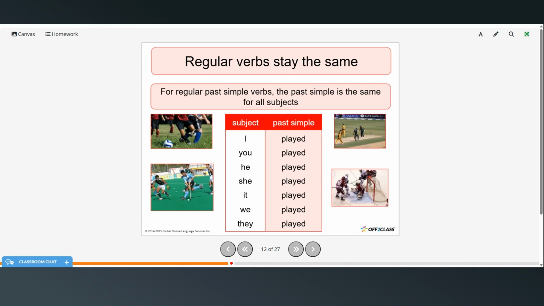So regular verbs stay the same in the past tense. So unlike in the present tense, for he, she, and it, we change and use the S form, plays. That isn't true for simple past tense verbs. It's always the same. I played, you played, he played, she played, it played, we played, they played. Never changes.